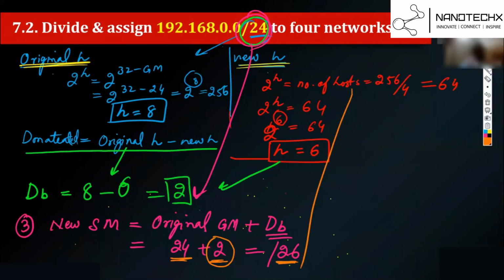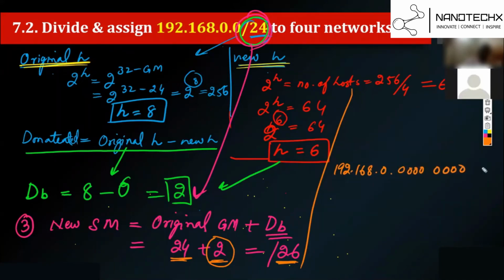So what is the original network? The original network was 192. I'm not writing in binary. The first 3 octets are going to be the same: 192.168.0, and the original host portion was 0.0.0.0.0.0.0.0, and it was /24. Now how many donated bits did we find? There are 2 donated bits, right?